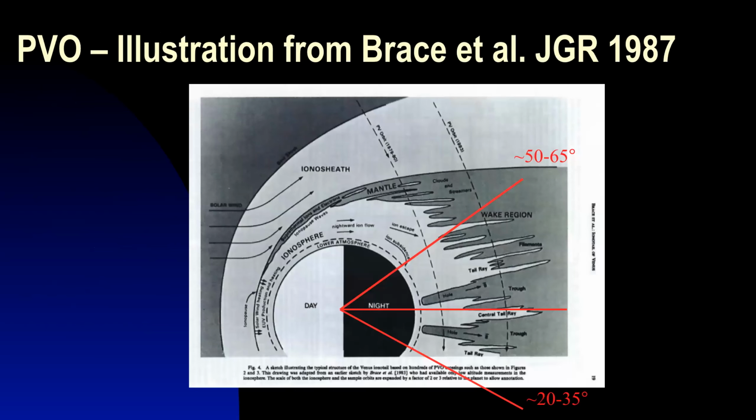Pioneer Venus Orbiter, or PVO, observed that solar wind came in and formed the bow shock in front of the planet. That plasma was lost down the night side, and during this plasma loss, several structures were created: tail rays and filaments, and then there were plasma holes. These structures have yet to be reproduced within any simulation of Venus. They extended between 50 and 65 degrees latitude in the northern hemisphere and between 20 and 35 degrees in the southern hemisphere.